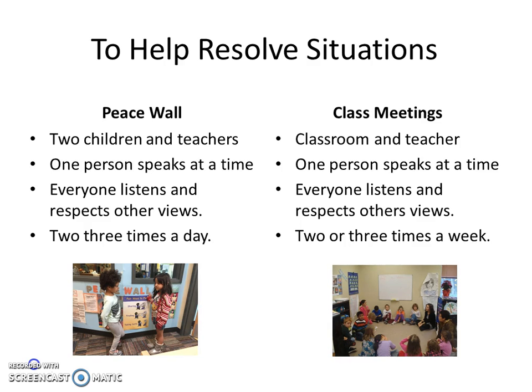And then the peace wall, we talked briefly about in the last PowerPoint presentation, and then class meetings, which you looked at last week. So the peace wall again, 2 children and 1 teacher or 2 teachers. 1 person speaks at a time, everyone listens and respects other views, and this can happen sometimes 2 or 3 times a day, but this is where children can come and acknowledge that they need help solving a social conflict. And if a teacher sees children waiting at the peace wall, they know that they need to go and offer support to those 2 children. It takes practice. With any strategy, it takes practice.